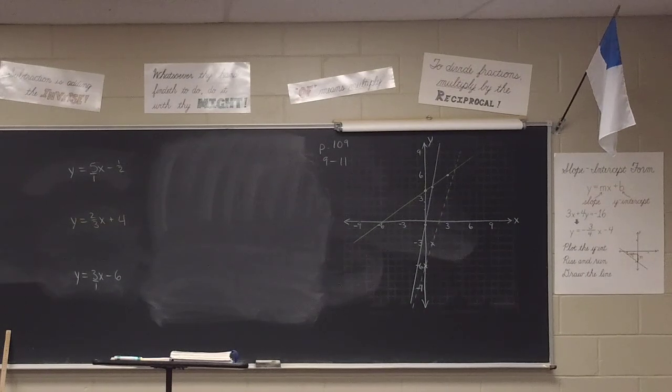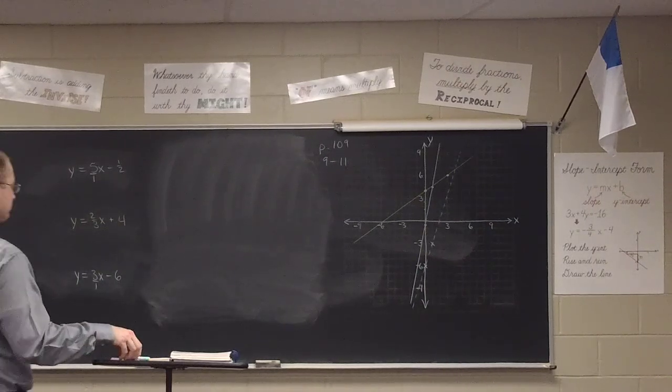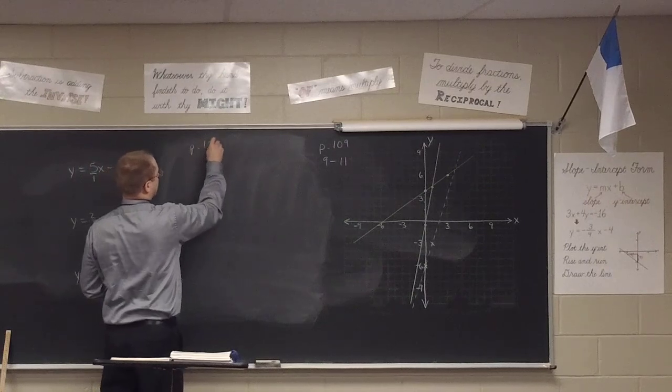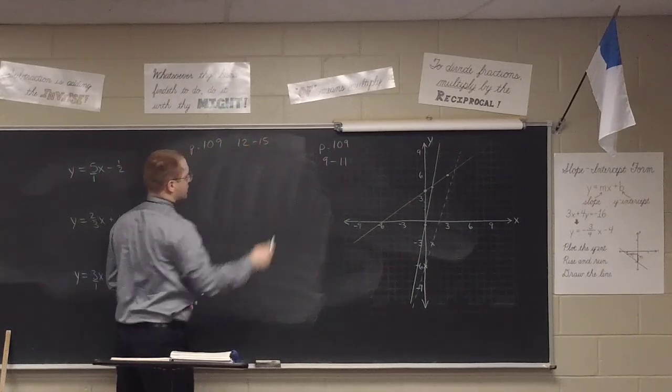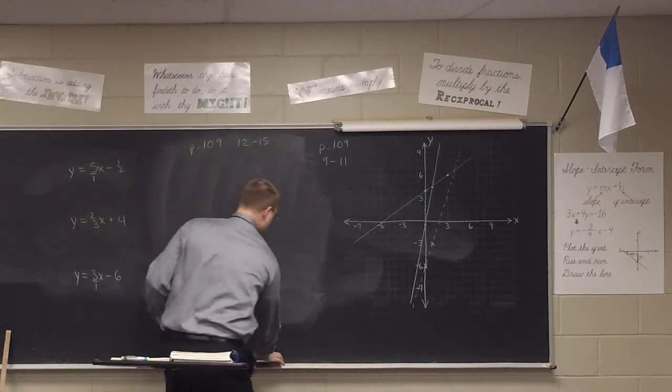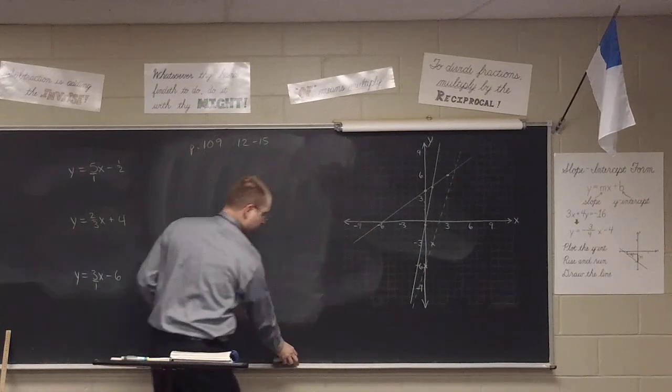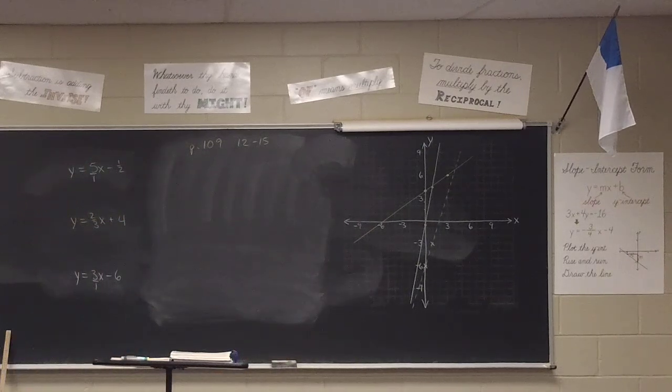The rest of you go on to 12 through 15. So do number 10, ignore what's on the chalkboard. Do numbers 12 through 15 there at your seats. Okay, so just plot the y-intercept. Good, now from there, the slope. We're going to rise from that point and then run and connect those dots.